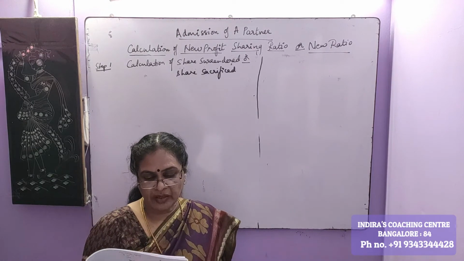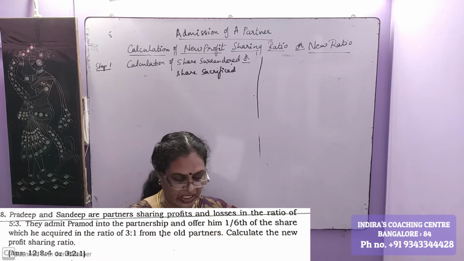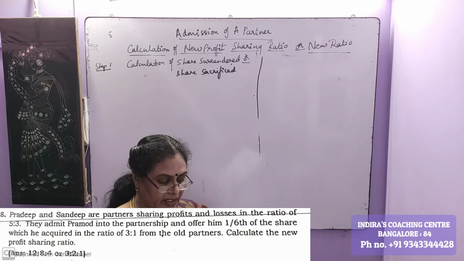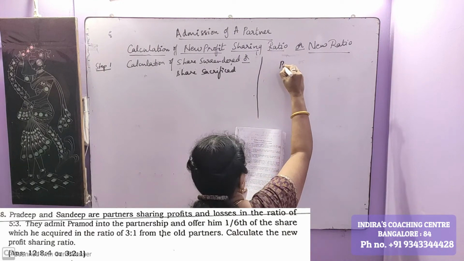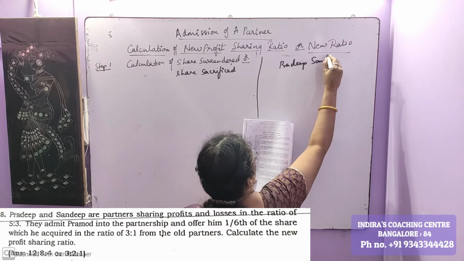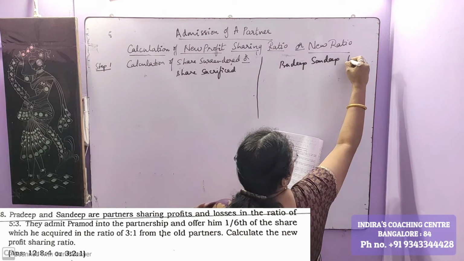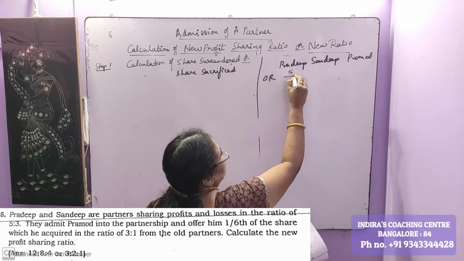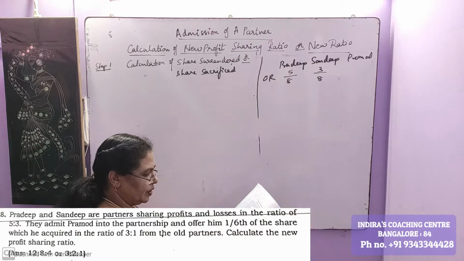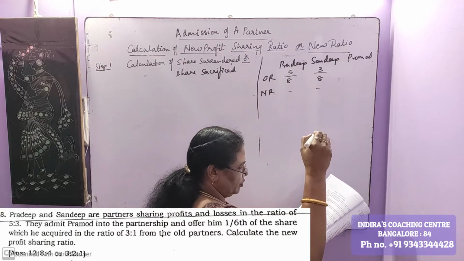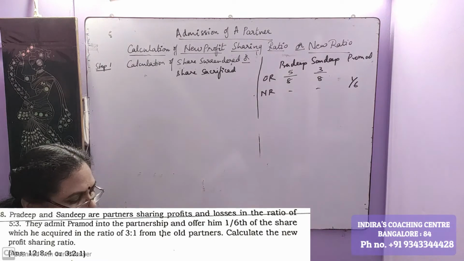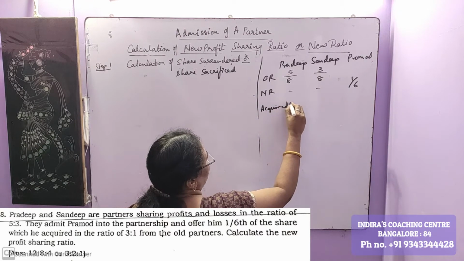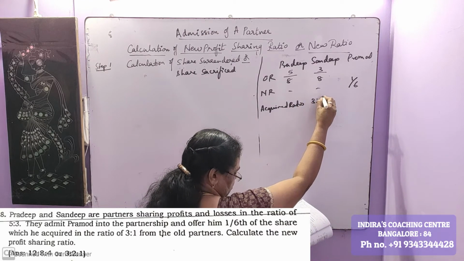This is case 4. Pradeep and Sandeep are partners sharing profits and losses in the ratio of 5:3. They admit Pramod into the partnership and offer him 1/6 share, which he acquires in the ratio of 3:1. It's Pradeep, Sandeep and Pramod. The old ratio is given as 5:3, so 5/8 and 3/8. The new partner's share is given as 1/6, but he says which he acquires in the ratio. Acquired ratio is 3:1.